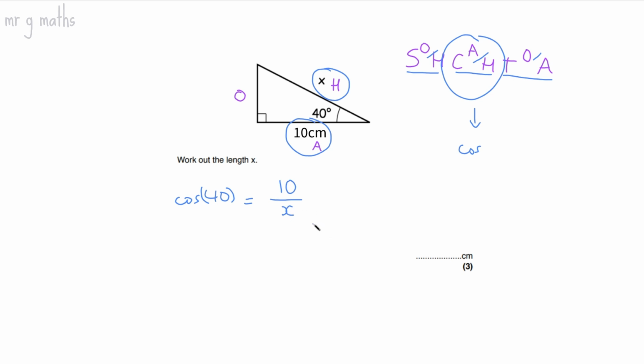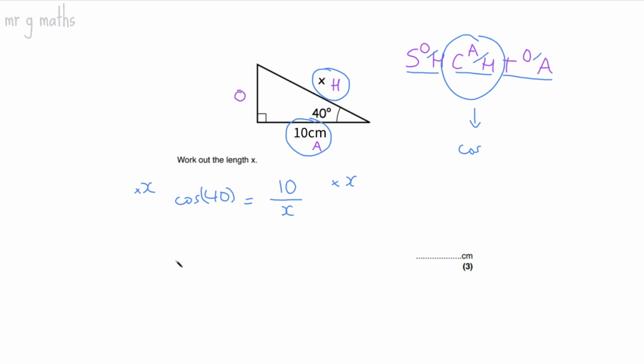Okay, we've now formed our equation, so we just need to do a little bit of rearranging and solve to find x. I don't like the fact that this x is down here on the bottom of this fraction, so what I'm going to do is times both sides by x.